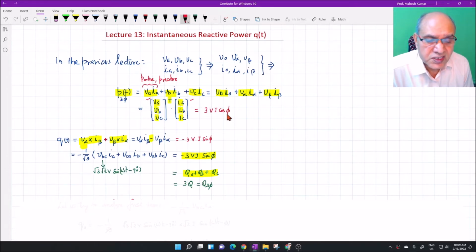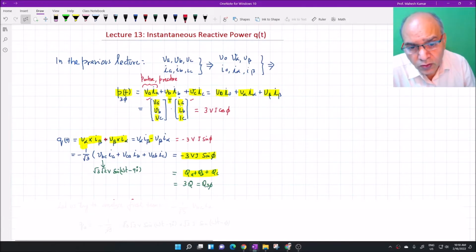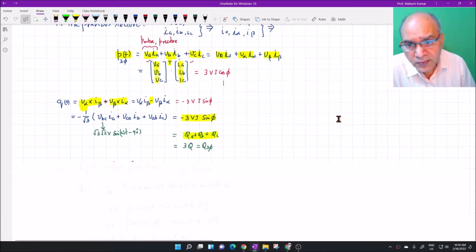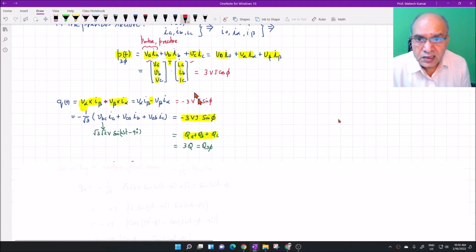So in a single phase system, the active and reactive power pair is VI cos phi, VI sin phi. In a three-phase system, the active and reactive power pair is 3 VI cos phi and 3 VI sin phi. But let us look more closely at what these terms consist of.